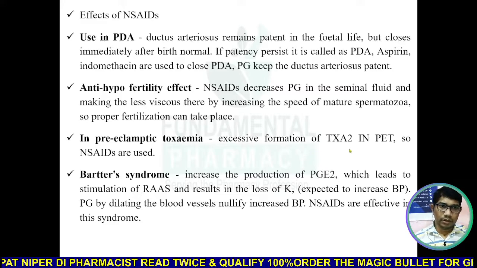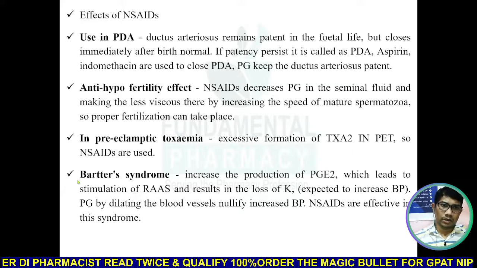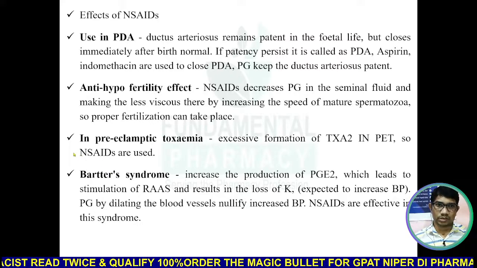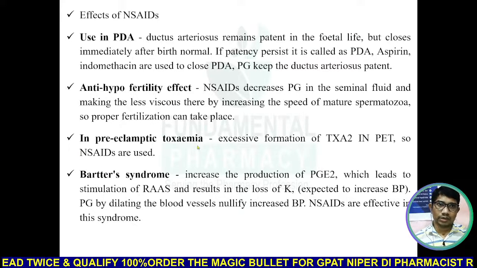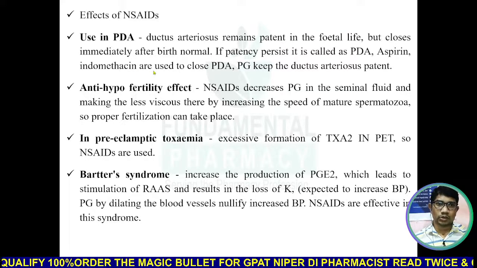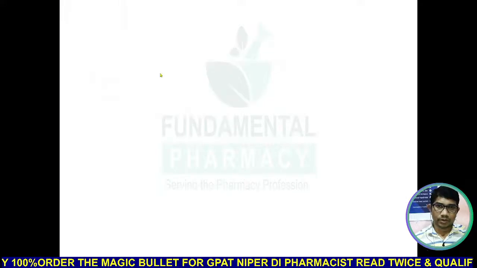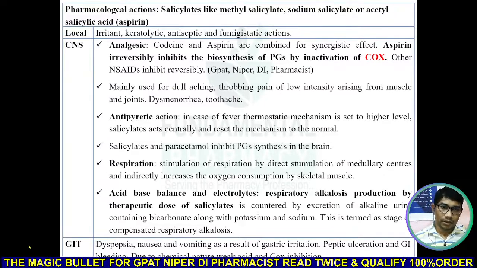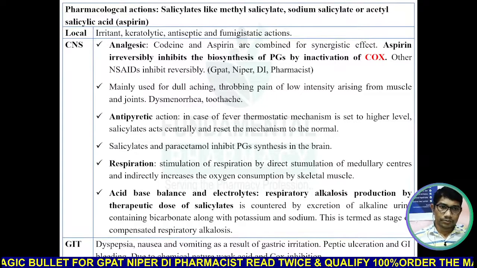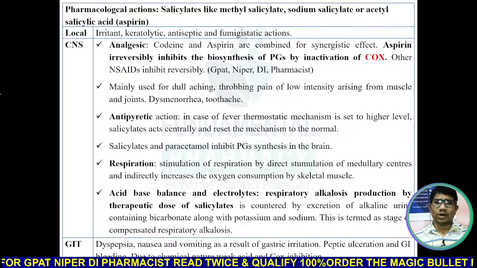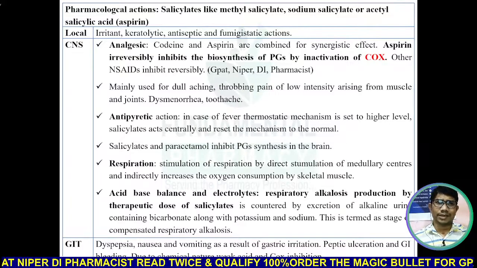So remember, they are used in Bartter syndrome. They are used in pre-eclamptic toxemia. Also useful in patent ductus arteriosus, and they also have anti-infertility effect. So after that, we have seen salicylic acid and the details about salicylic acid, the details of acetyl salicylic acid or aspirin.